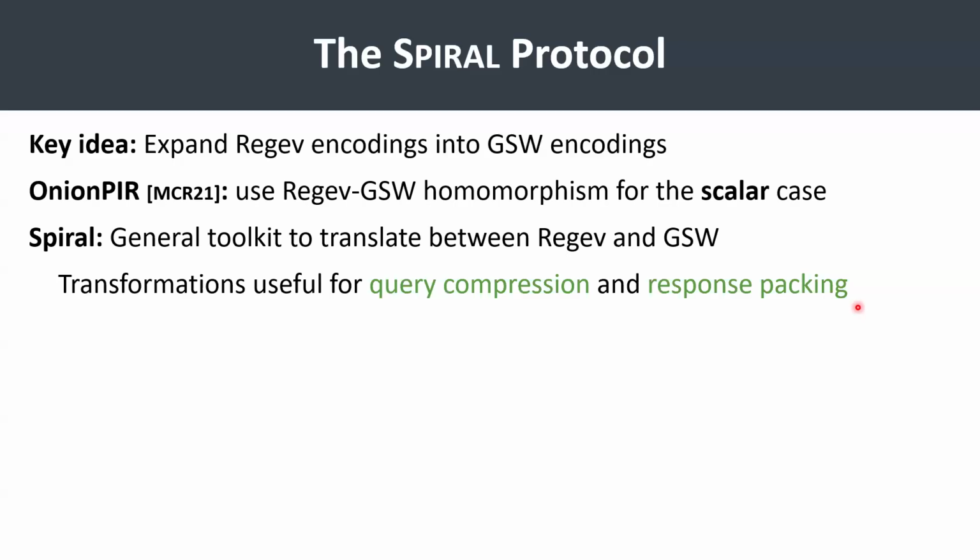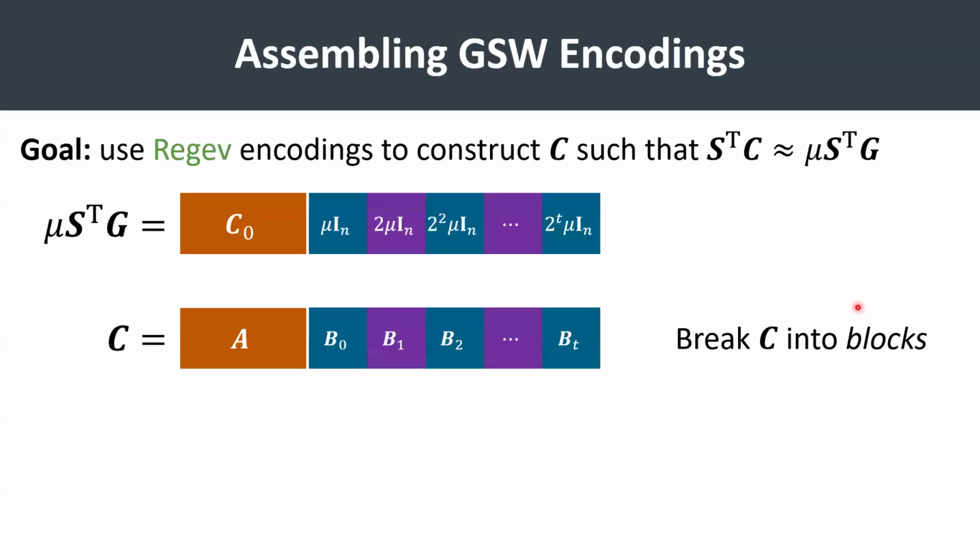So I'm not going to go into the full algebraic details. I just want to give you a picture of what's happening under the hood inside Spiral. So our goal is to somehow build a GSW ciphertext, right? A GSW ciphertext is one with the following property. If I take the ciphertext and multiply by the secret, I get basically the secret times the gadget times the message. So let's take a look at what my goal is. I'm trying to build mu times s times g. What does that look like?